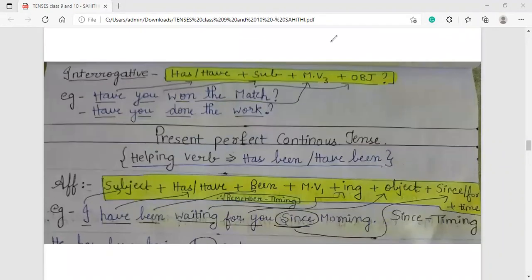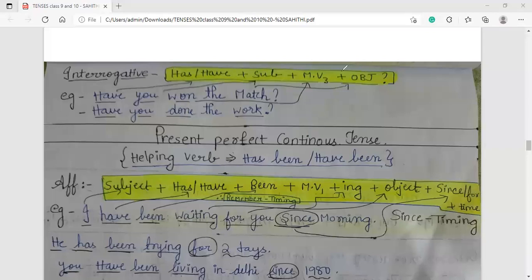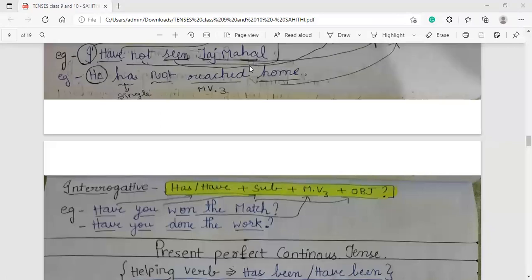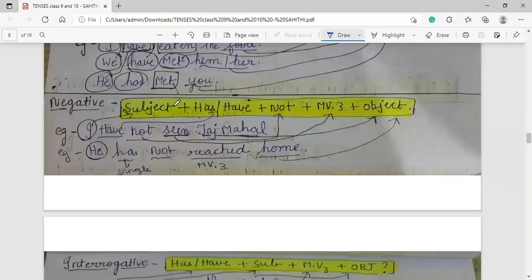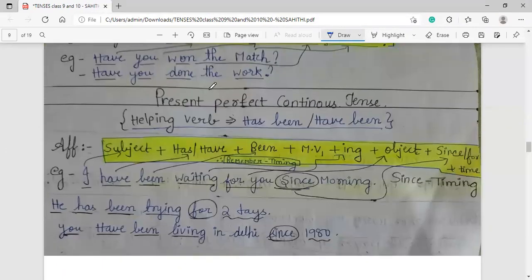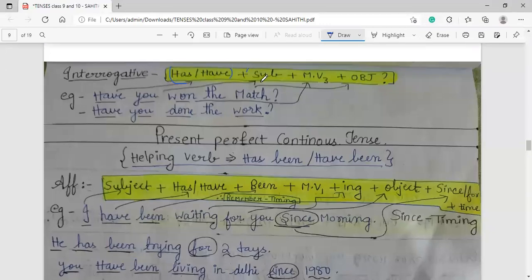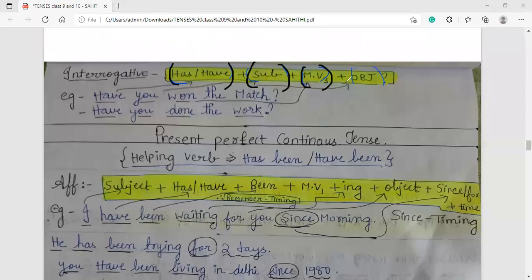I will explain double interrogative also shortly. So interrogative is has or have plus subject plus MB3 plus object. Remember, in this, there is only one thing: has and have come in front of the subject. Has or have plus subject plus MB3 plus object, this is going to become interrogative. Remember this one. Okay, has or have plus subject plus third form of verb plus object.